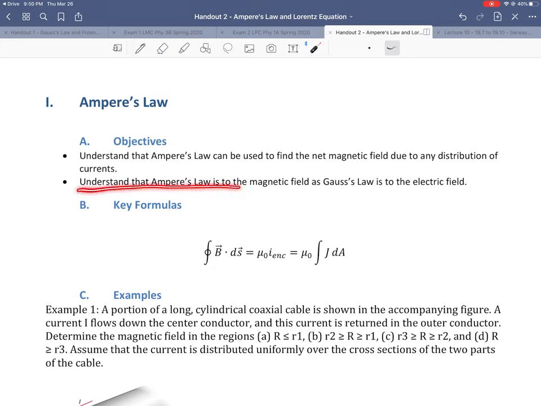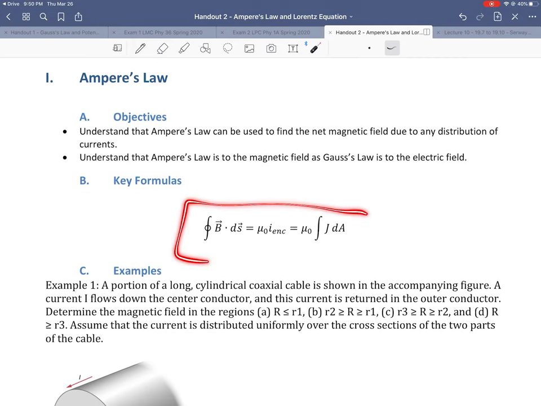But we want to understand, and here's a relation, that Ampere's law is to magnetic field as Gauss's law is to electric field. So these two laws are really counterpoints to each other. Gauss's law uses the idea of electric flux to understand how much charge there is inside. Ampere's law uses the idea of magnetic field strength at a particular distance to find out how much current is within that magnetic field. So they have really, really similar ideas. Just one is for current and the other is for stationary charge.